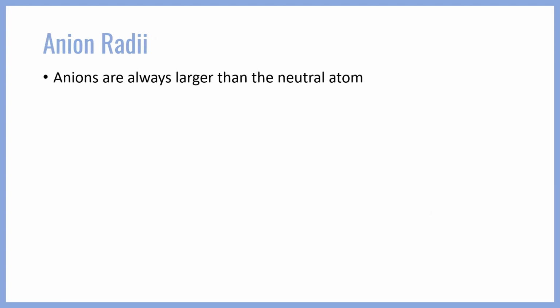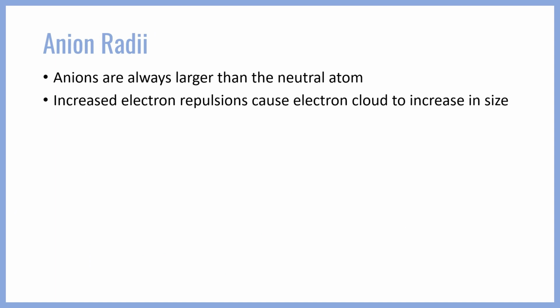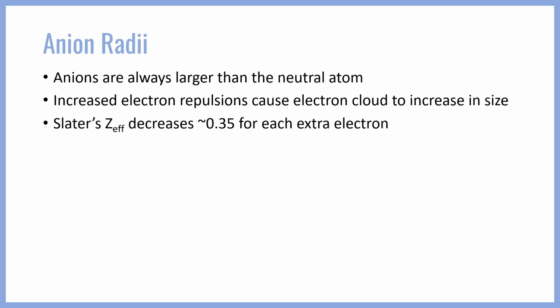On the other hand, it will always be the case that anions are going to be larger than the neutral atom they come from. Why is that the case? Well, the increased electron repulsions in an anion due to the excess negative charge will make the electron cloud increase in size. In fact, you can calculate that the effective nuclear charge on an anion will roughly decrease about 0.35 for each extra electron that's added.